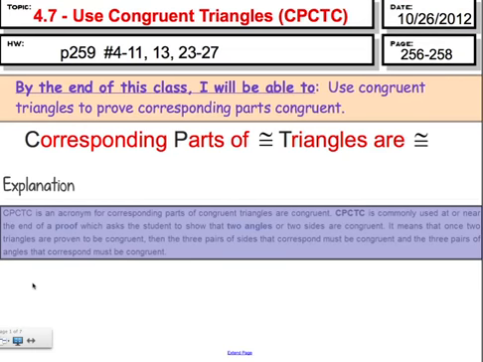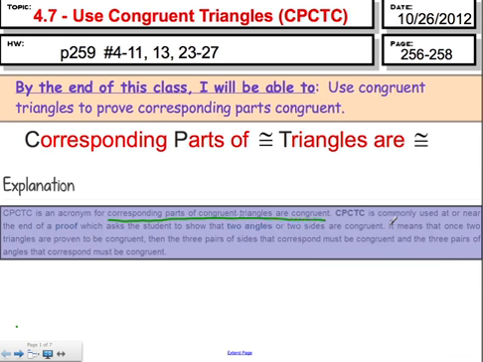Today's lesson is going to talk about using congruent triangles. It can be found in our textbook, section 4.7. I'd like to rename it CPCTC, really basically meaning that the corresponding parts of congruent triangles are congruent. Down below there's a little quick explanation for it. Again, corresponding parts of congruent triangles are congruent.